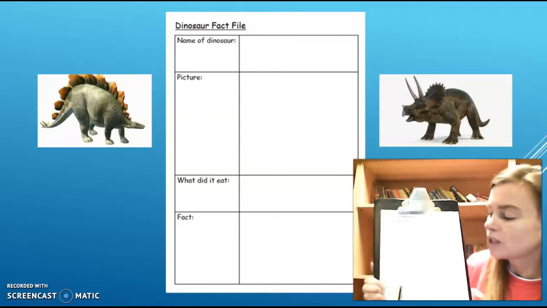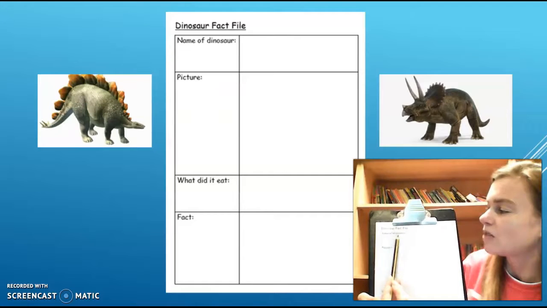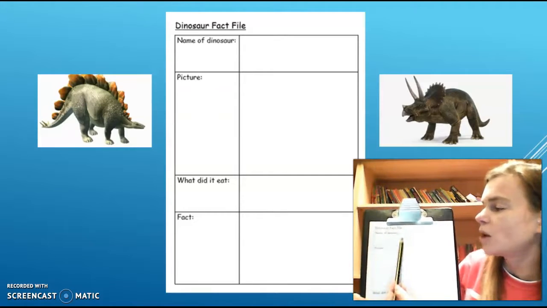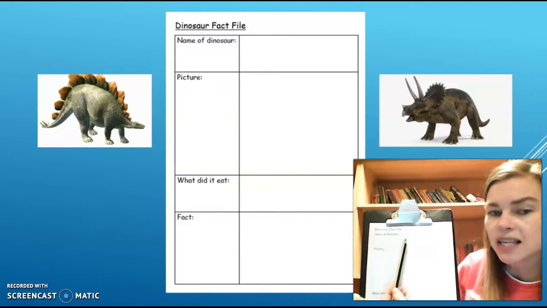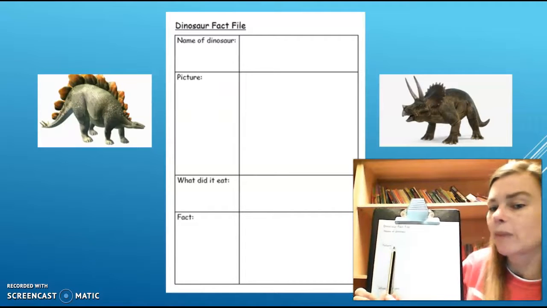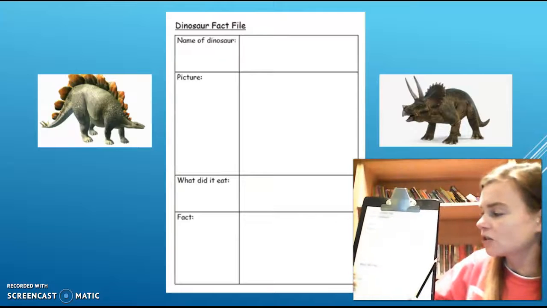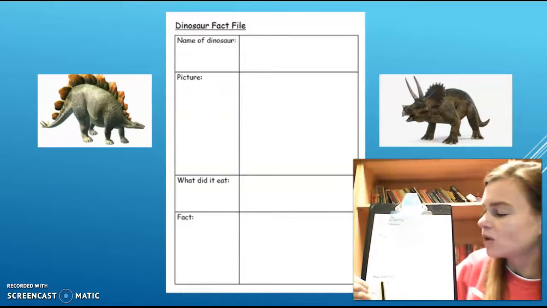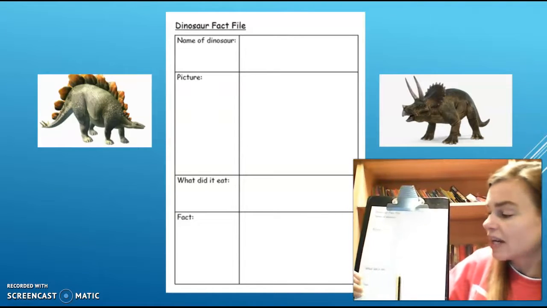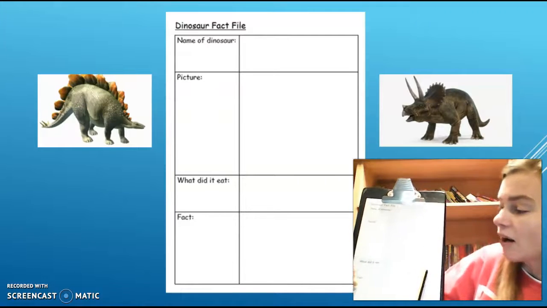Then you've got 4 different boxes that you need to complete. The first box says name of dinosaur. So with a grown-up, you could try and write the name, either Stegosaurus or Triceratops. Next box is a picture. So you need to draw a picture of your chosen dinosaur. Then it says here, what did it eat? So you can write if it's a plant eater, a herbivore, or a meat eater, a carnivore.